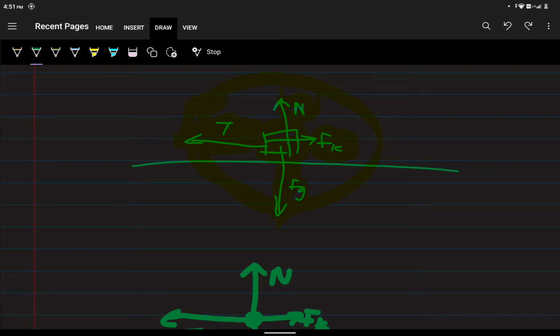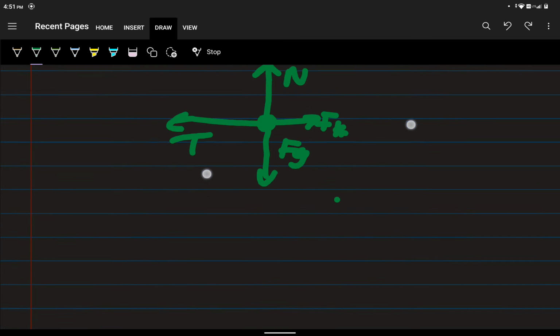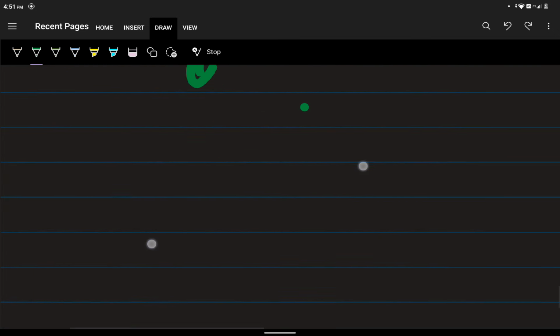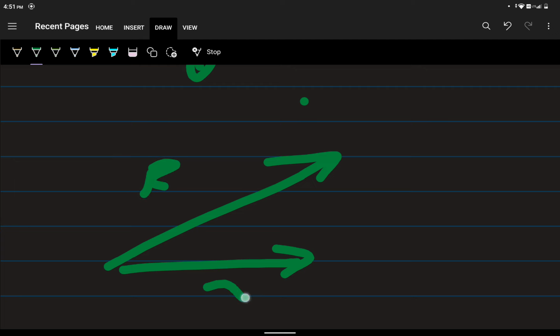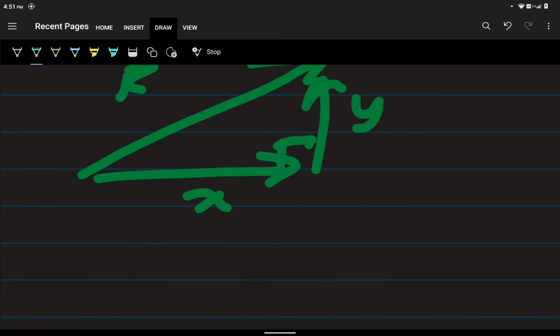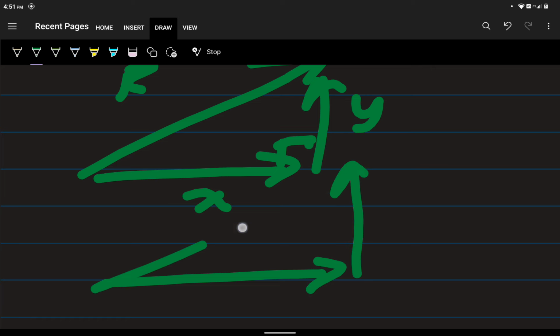Resolve two-dimensional force. Okay, you're also required to know how to resolve a vector into its components, meaning the x component and the y component. Okay, you must know how to do this, and you must also know how to take components of different forces and calculate the resultant force given their magnitudes, right?